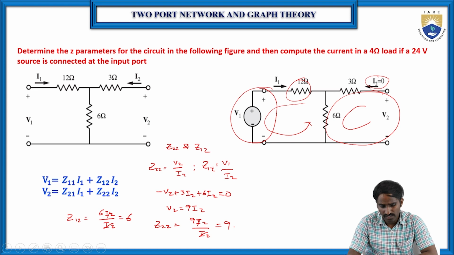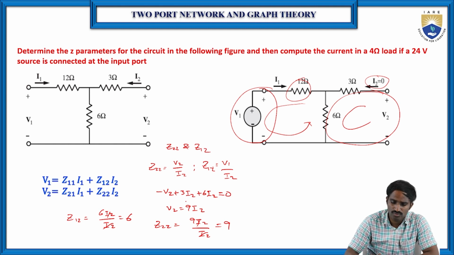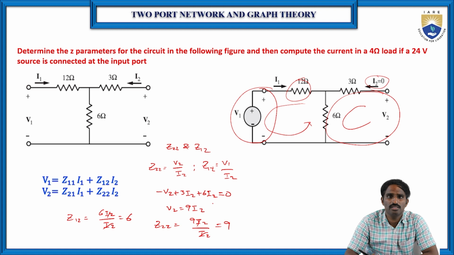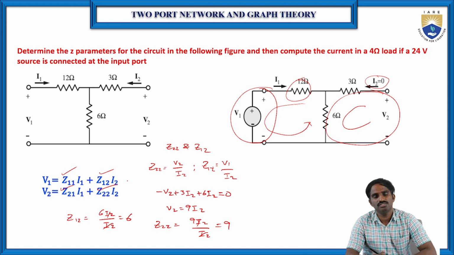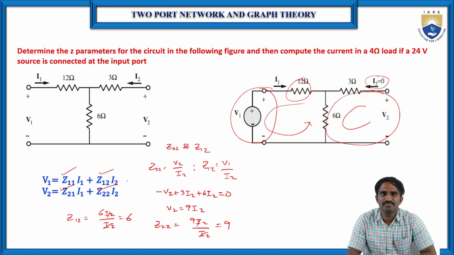Then finally here the impedance matrix has these values. So now we have calculated all the two port network parameters, which are Z11, Z12, Z21 and Z22. So this is the way we can find the Z parameters in a given network, right?